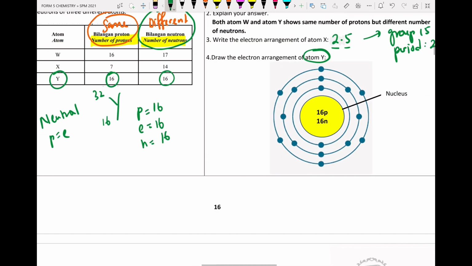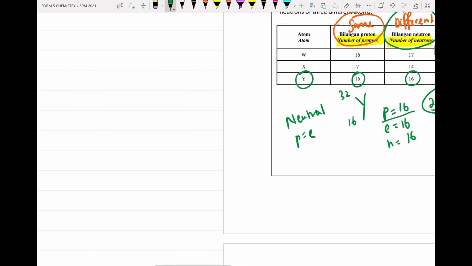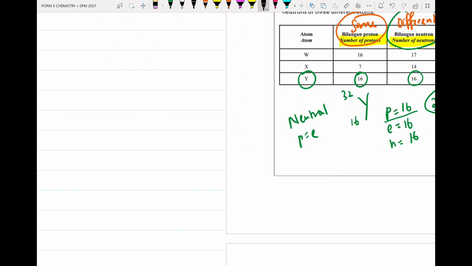So how to draw the electron arrangement? Write the electron arrangement 2.8.6. In the nucleus it has 16 protons plus 16 neutrons. So label the nucleus 16 protons and 16 neutrons, and try to draw 3 shells and fill up with the electrons as shown here. Sometimes they ask us to draw the electron arrangement of an ion.